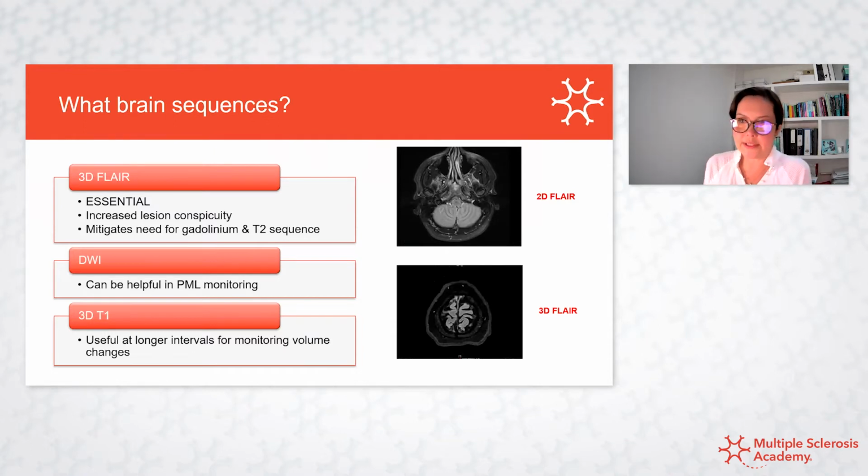So a good quality 3D FLAIR sequence mitigates the need for giving gadolinium in follow-up, and for doing additional T2 sequences as well. So if you get a really good quality 3D FLAIR sequence, that's virtually all you need for follow-up to find a new lesion. Diffusion weighted imaging, DWI, can be helpful.